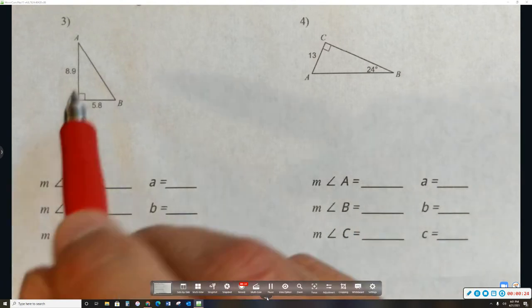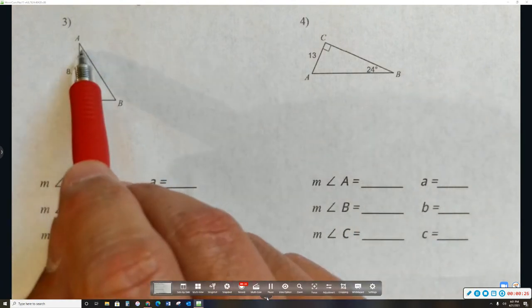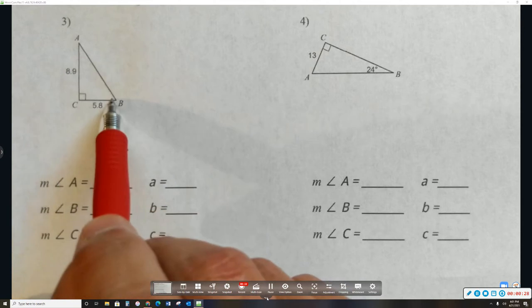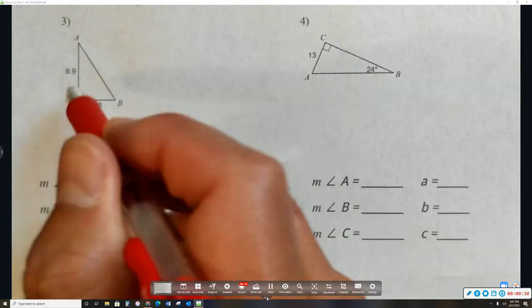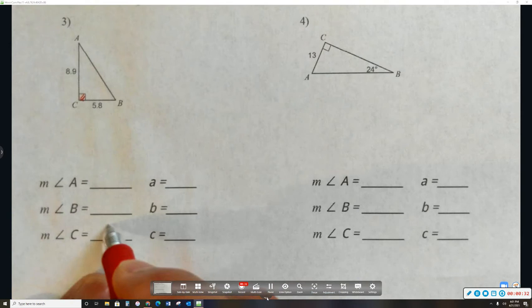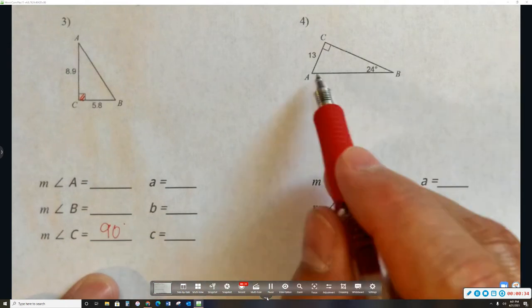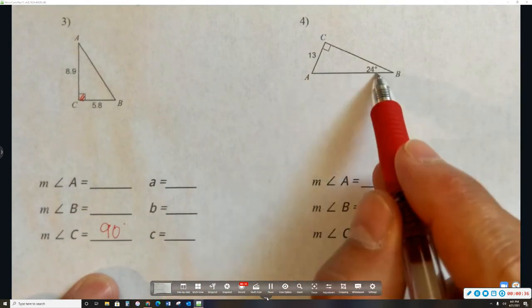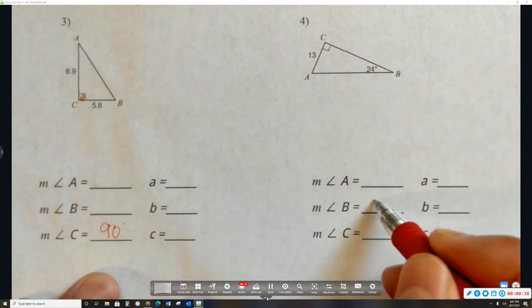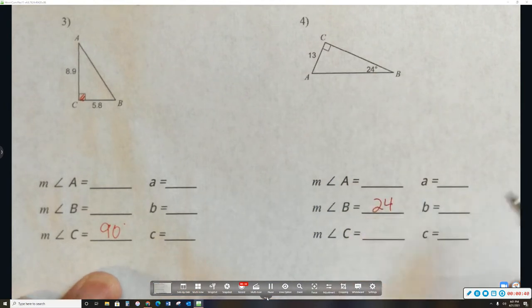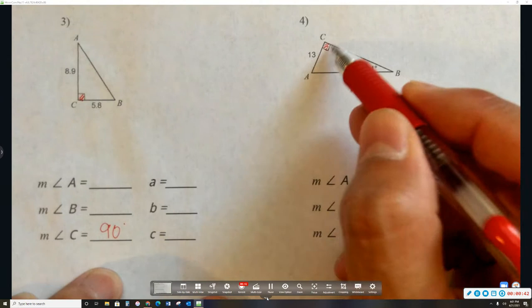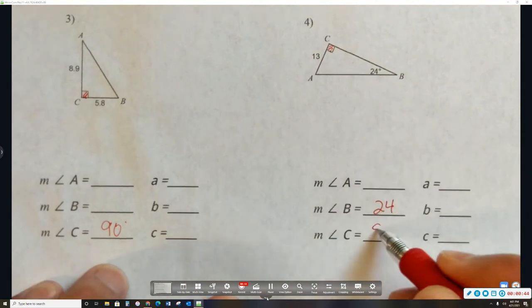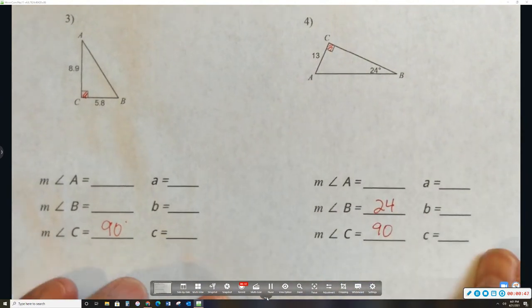about from the diagram. So if you look here, that's angle A, there's nothing there. That's angle B, there's nothing there. Angle C is 90 degrees. Great, let's go ahead and put that here. There's angle A, there's nothing there. Angle B has a 24 there, so I know that's 24 degrees.